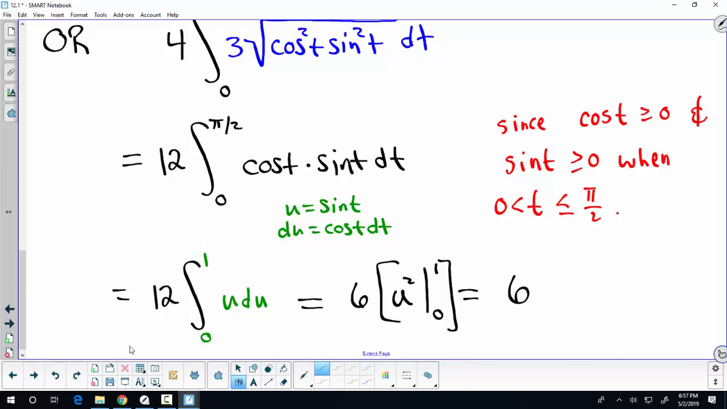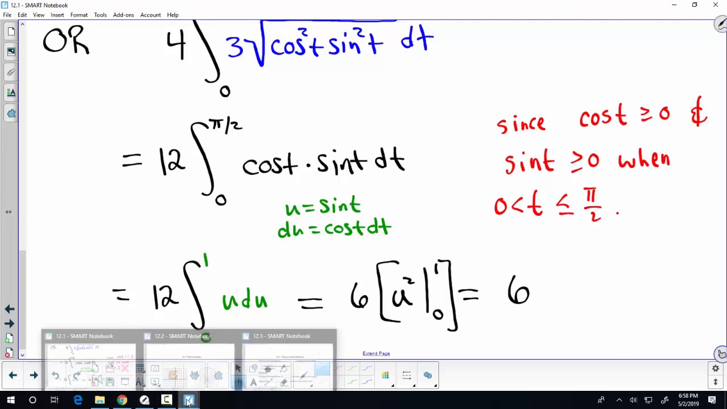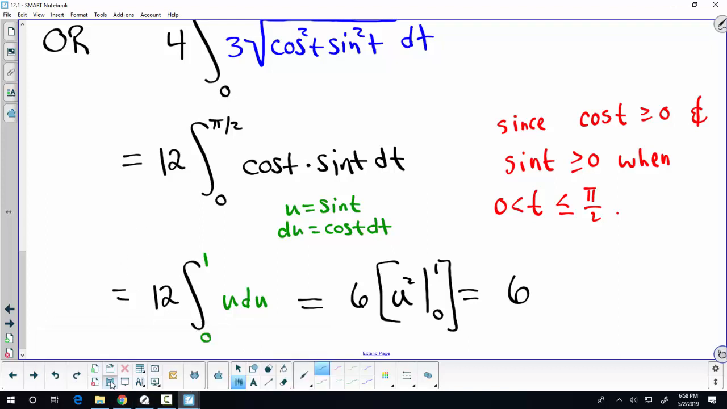Do you have any questions on this example? So honestly, with these kinds of problems, and then with polar, as we'll talk about in the next 2 sections, utilizing the graph is often very helpful. Otherwise, they're really tedious.